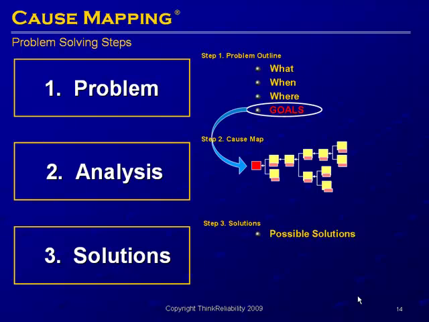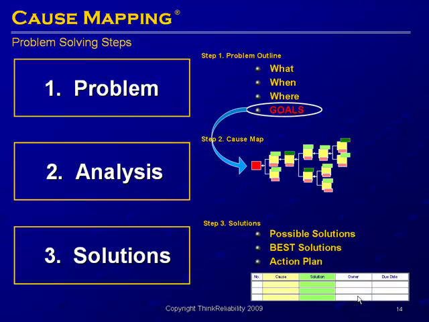Then the solution step is what can we possibly do? This is where you get ideas on how to solve the problem, and you pick the best solutions from those possibilities. Those best solutions go into an action plan. Any one of the causes has potential solutions. You don't have to solve them all. You're going to select the best to mitigate the risk. That's really the objective, is to reduce the impact or risk to the overall goals.